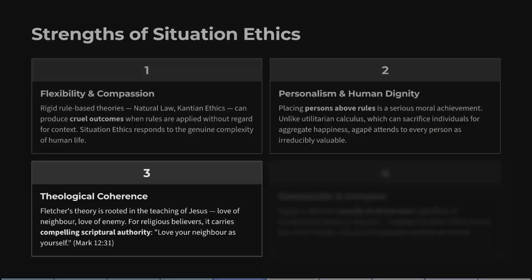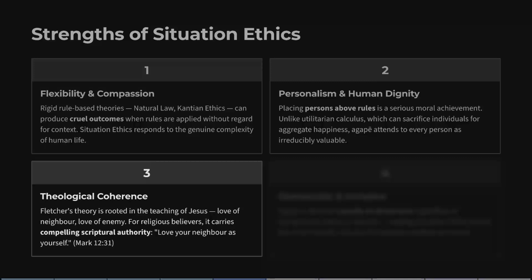The book of Mark, one of the Gospels in the New Testament of the Bible, chapter 12, verse 31 says, "Love your neighbor as yourself." The other Gospel, Matthew, chapter 5, verse 44 says, "Love your enemies." And Paul, in the book of Corinthians, when he wrote a letter to the church in Corinth, 1 Corinthians chapter 13, verse 8 said, "Love never fails."